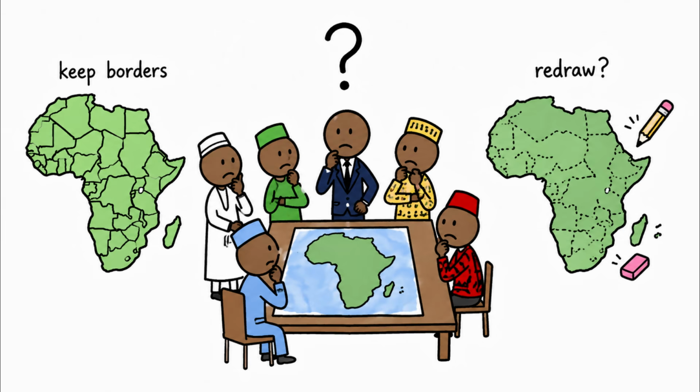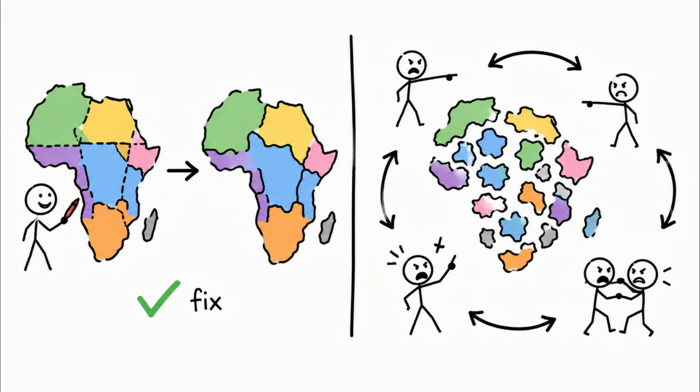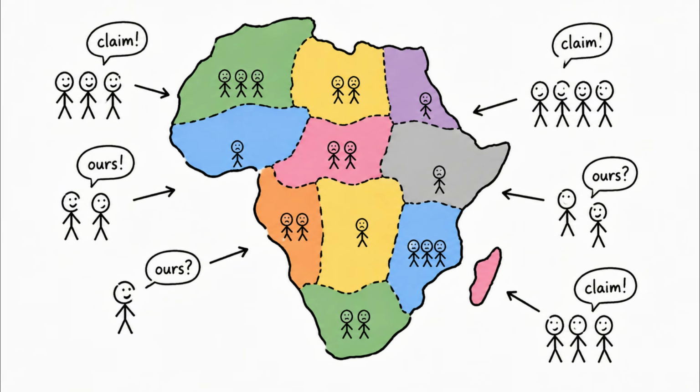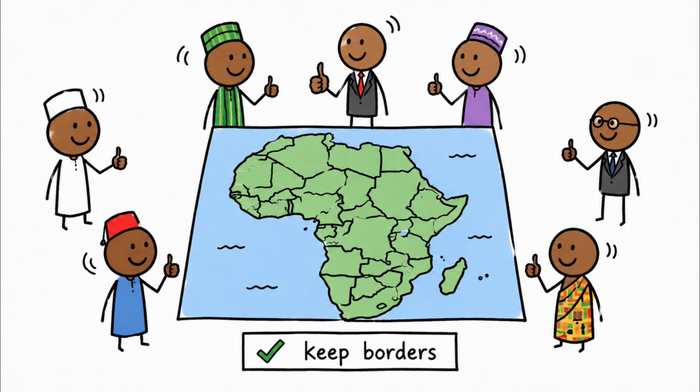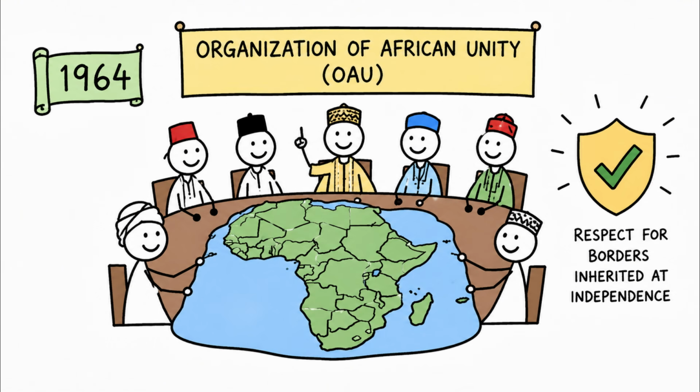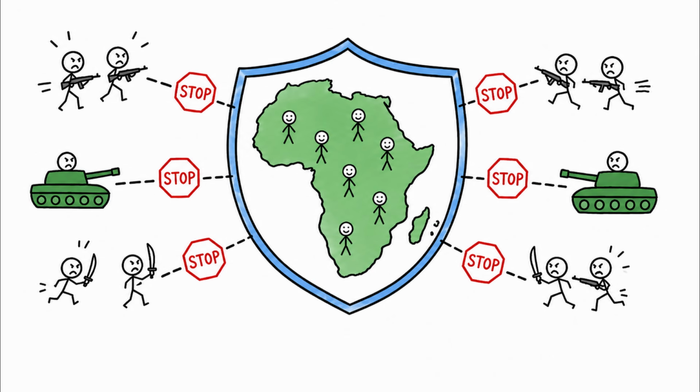But independence created a difficult question. Should the new countries keep the colonial borders or redraw the continent? Redrawing them might have corrected some colonial divisions, but it could also have created endless disputes. Almost every new boundary would produce new minorities and new claims. African leaders generally decided that the existing borders, however flawed, should remain. In 1964, the Organization of African Unity affirmed respect for the borders inherited at independence. The aim was to prevent the continent from descending into constant territorial war.